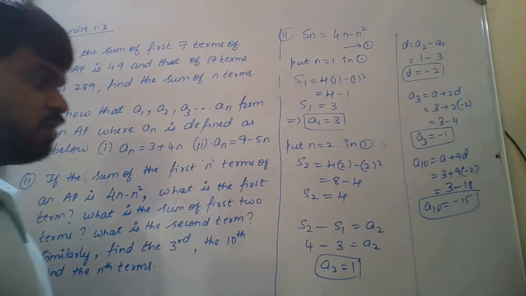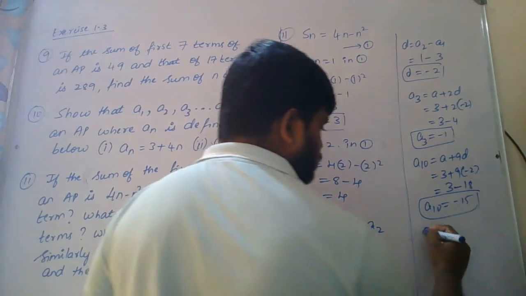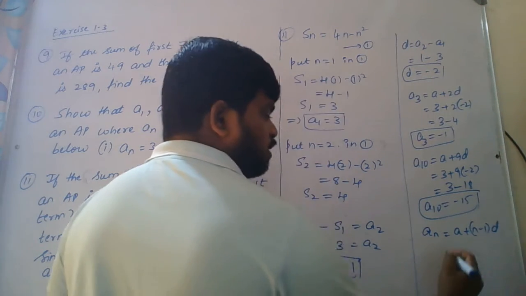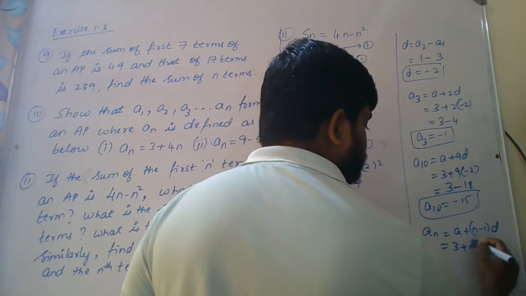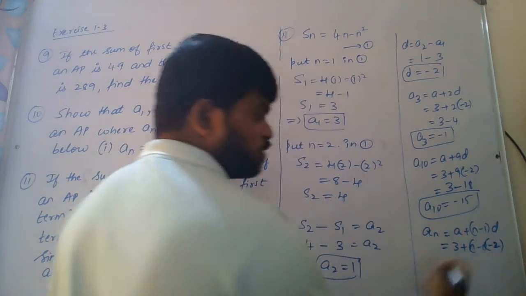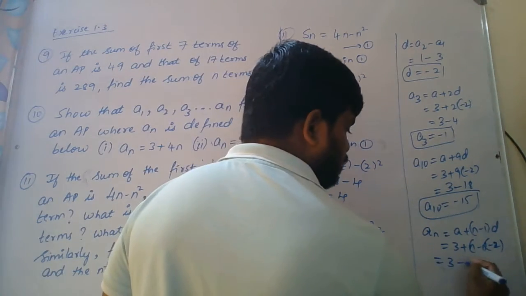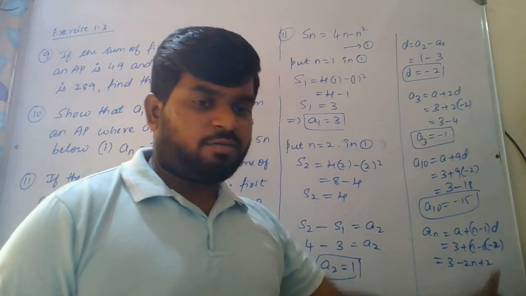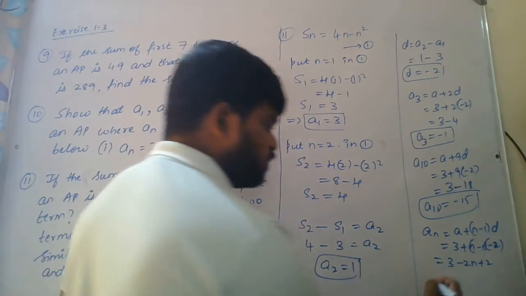Then we have to find the nth term. Use the nth term formula. An is equal to A plus n minus 1 into D. A is 3, n minus 1, D is minus 2. So solve this. So 3 minus 2n plus 2. So 3 plus 2 becomes what? 5. So it is 5 minus 2n. That is our nth term.